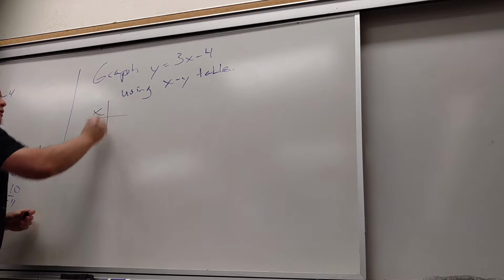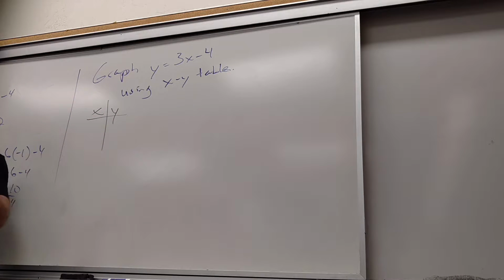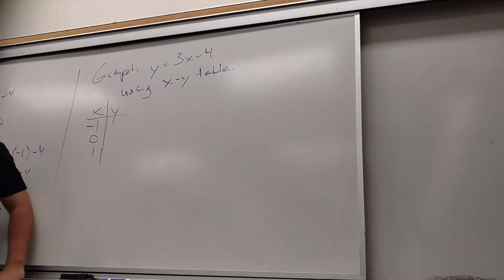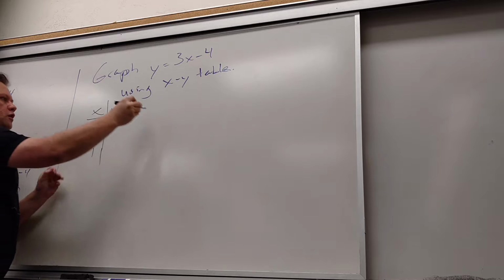So I make my XY table. What kind of stuff do I want to throw in? 0 is always a good point. Let's use -1, 0, 1. Some negatives, some zeros got to be thrown in there, and 1 is good. So when you plug a -1 in, what do you get?